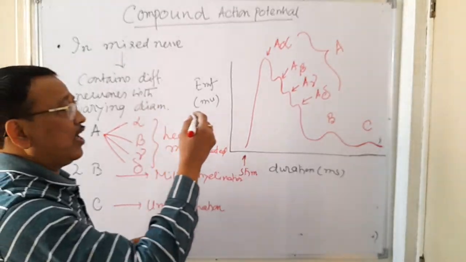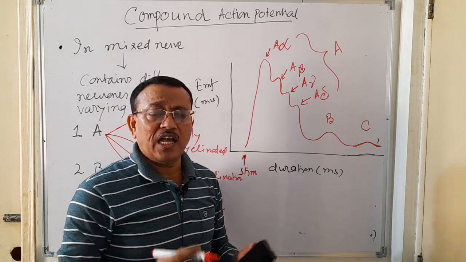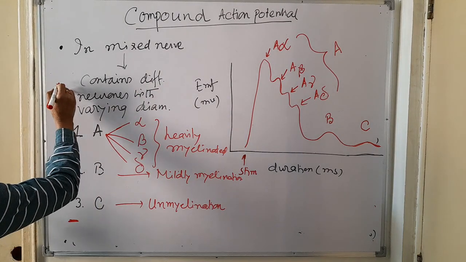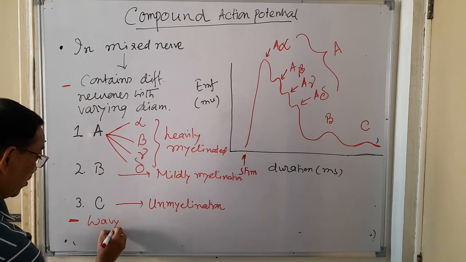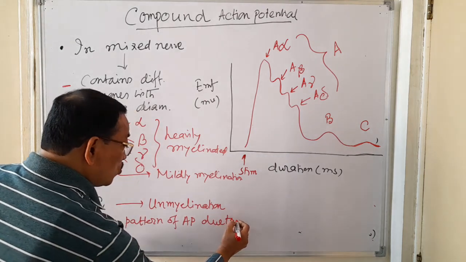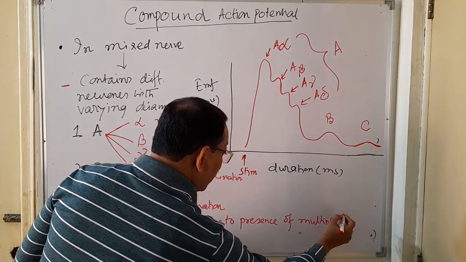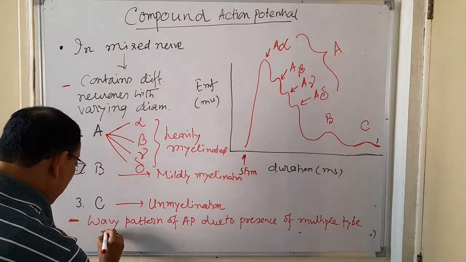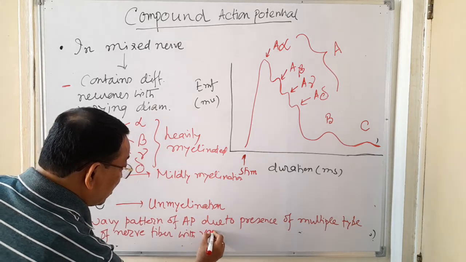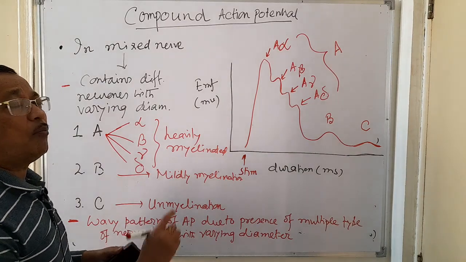If a mixed nerve having all the nerve fibers is present, then we can see a wavy pattern of the action potential, and that wavy pattern is known as the compound action potential. So the compound action potential is the wavy pattern of the action potential due to the presence of multiple nerve fibers with varying, different diameters. This type of action potential is known as the compound action potential.